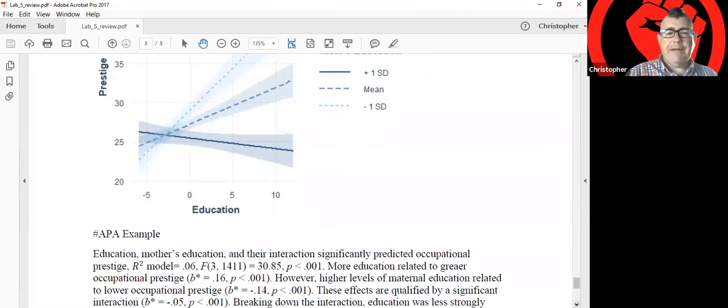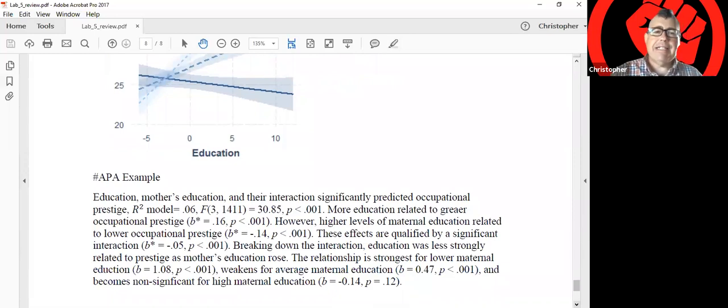All right, in terms of writing this stuff up in APA style, here's a nice example. You want to get the R² and its associated F value out of the way first. More education relates to greater occupational prestige. I want to talk about each of the coefficients. So first, more education related to greater occupational prestige, higher levels of maternal education related to lower levels of occupational prestige, strangely. Then I usually say something like, these effects are qualified by a significant interaction, give those the terms for the interaction, and then information from the simple slopes analysis.